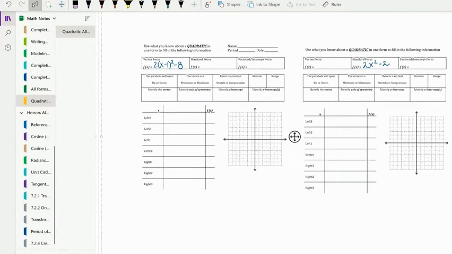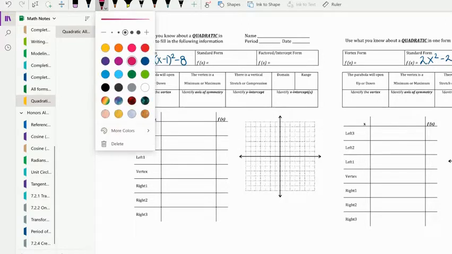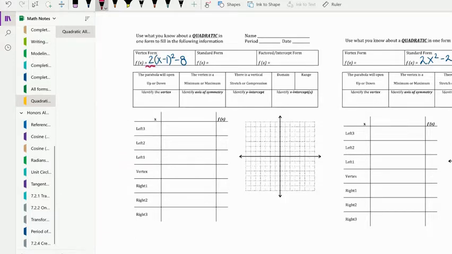So in this first problem, we are given vertex form. So hopefully you watched the video before this where we looked at each of the different forms and it tells us why they're useful and the different properties that it gives us. So looking at vertex form, we could actually answer quite a bit of questions already. So I'll wait on the standard and factored form, but the first question is the parabola will open up or down. Well, what we're going to do is look at that a value. So since the a value is positive, that means it opens upwards. So I'm just going to circle up.